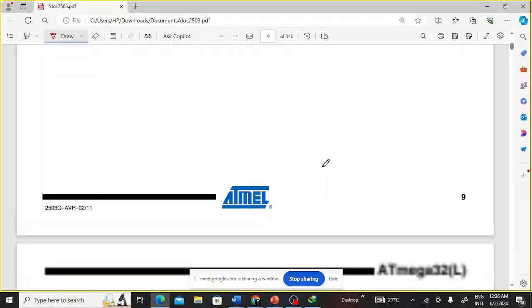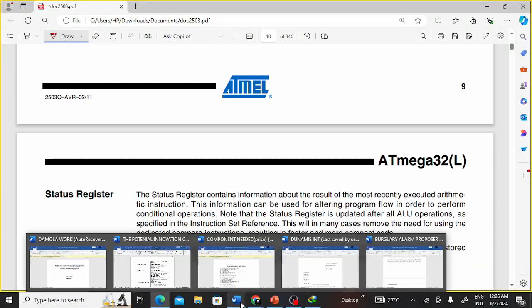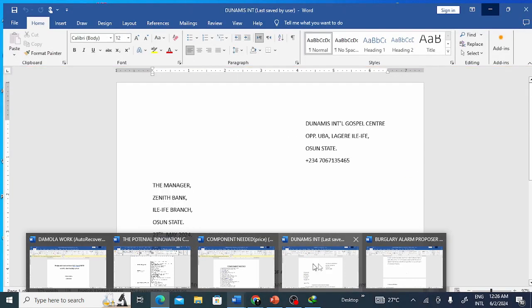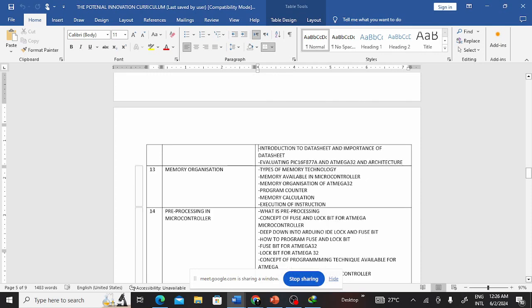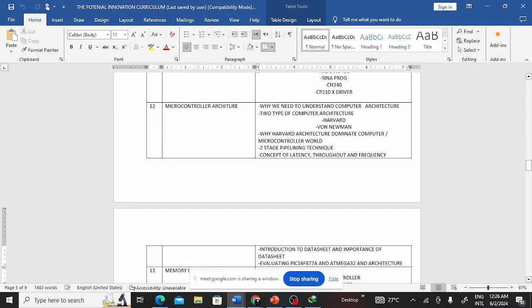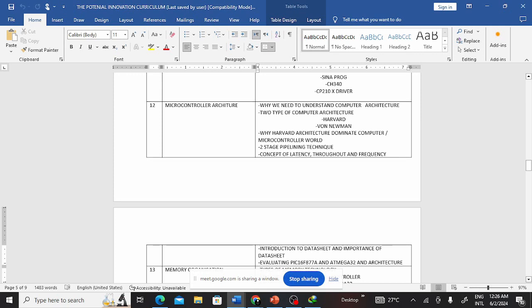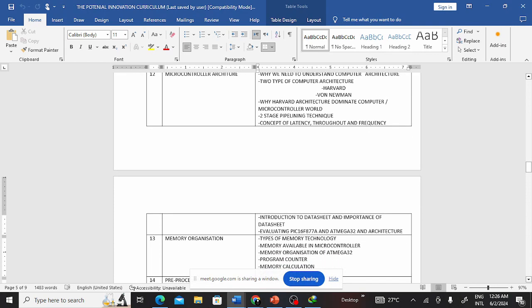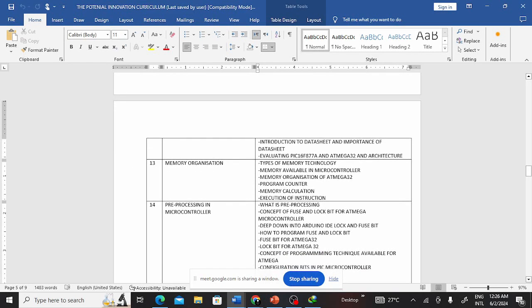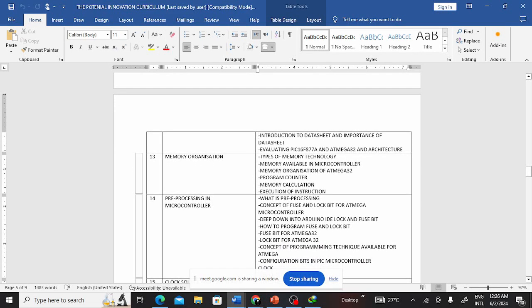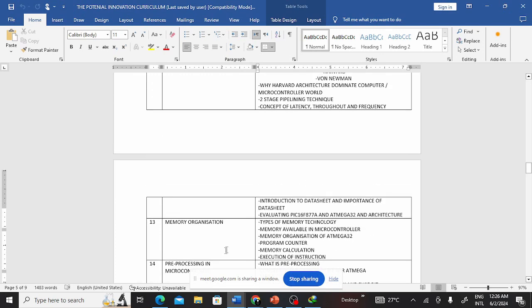All right. So let me check what our schedule looks like today, then if there's something else I've not captured, I can quickly look into it. Our schedule today says we need to understand microcontroller architecture, 2 types of architecture, why RISC architecture dominates the computer and microcontroller world, 2-stage pipelining, the concept of latency, throughput, and frequency, then an introduction to the datasheet and the importance of the datasheet, evaluating the 16F877 and ATmega32 microcontrollers.